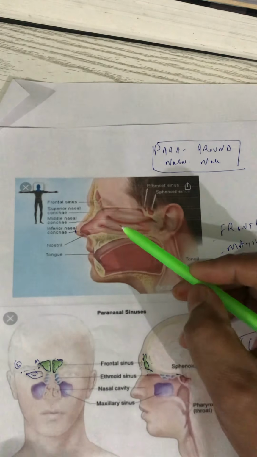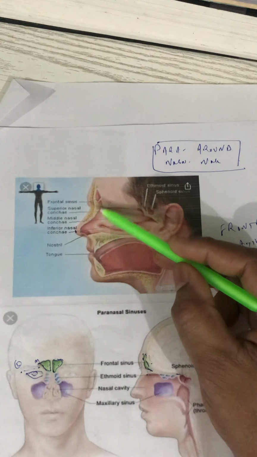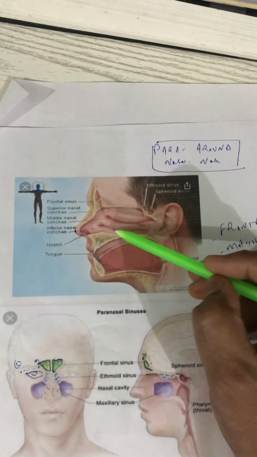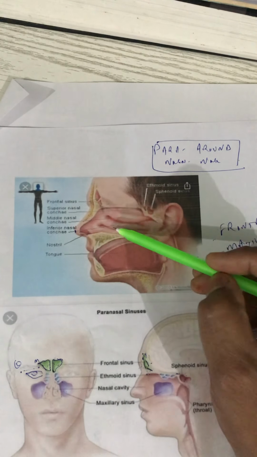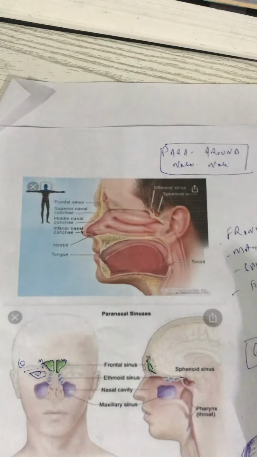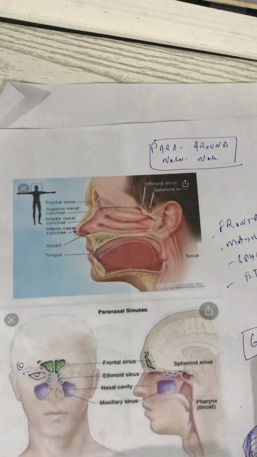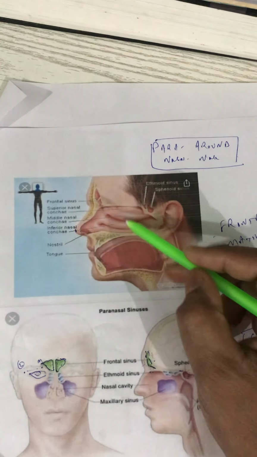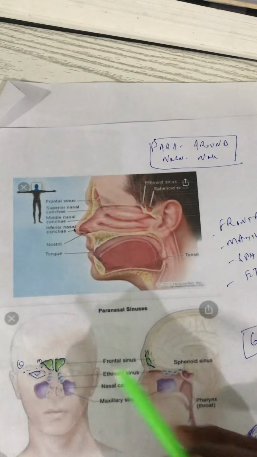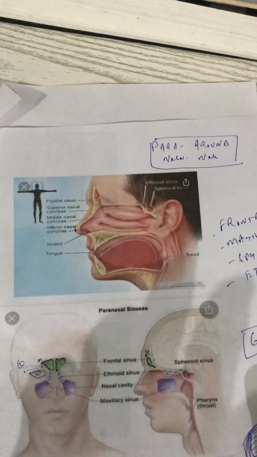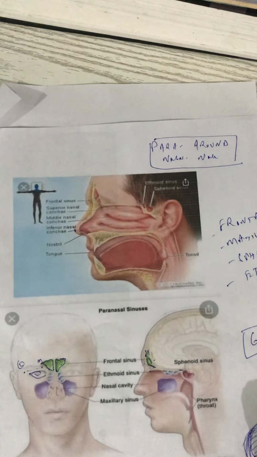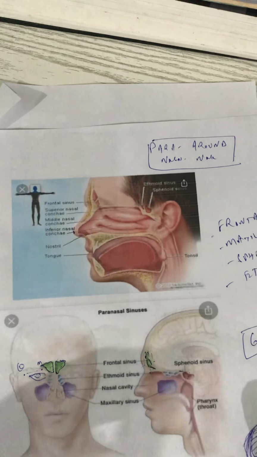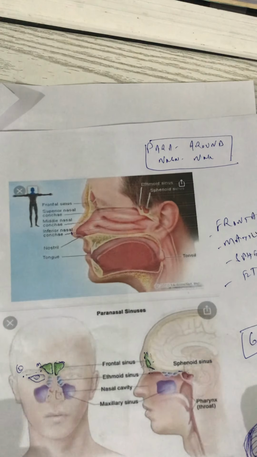The paranasal air sinuses usually get infected due to their connection with the nose. Since all the paranasal sinuses open into the lateral wall of the nose, they have a direct connection with the nose, so they get infected from the nose. The maxillary sinus is the most common among all the four sinuses which get infected. It is the largest sinus, and the highest chance of infection is in the maxillary sinus.